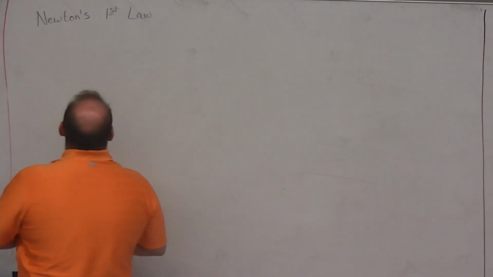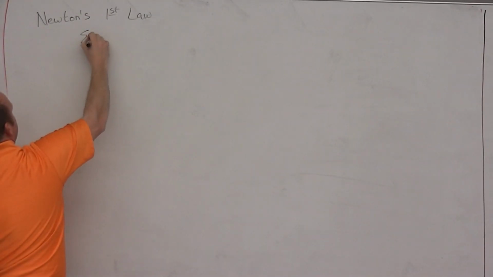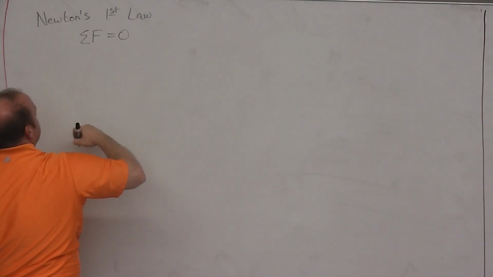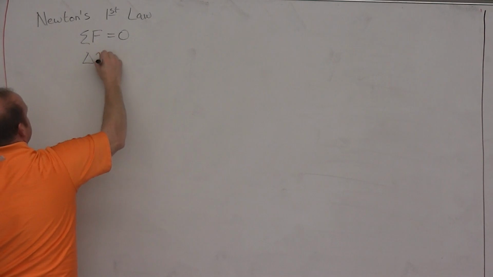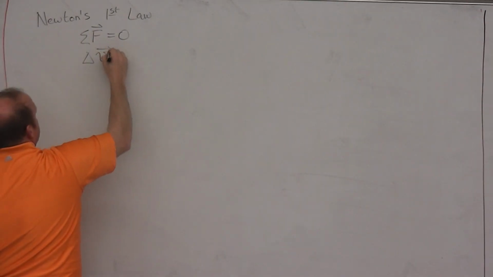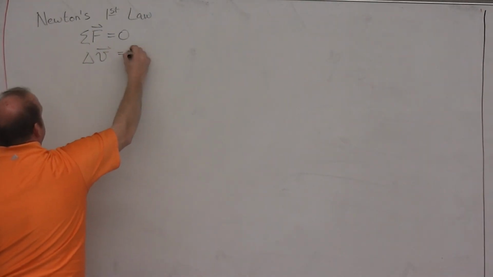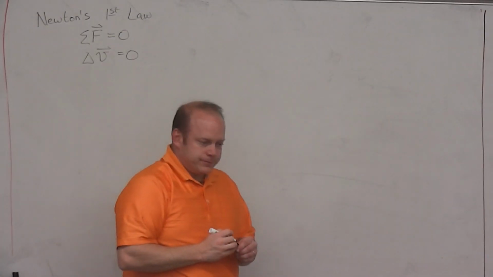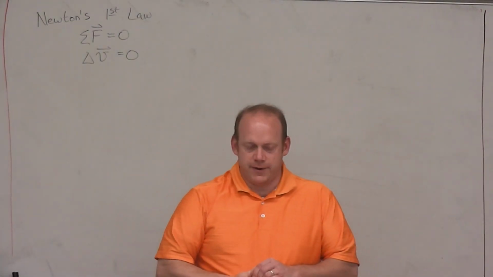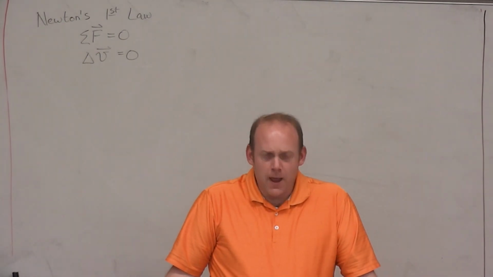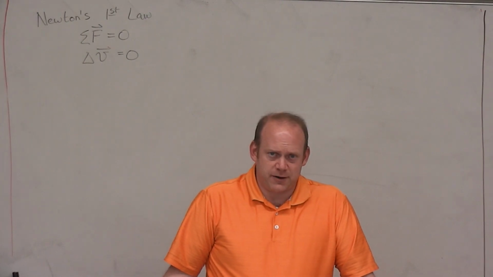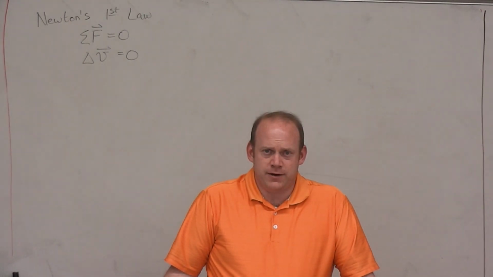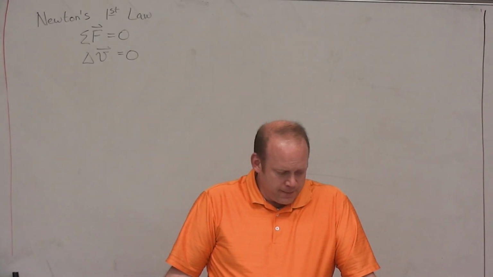So Newton's first law basically says that if the sum of all forces equals 0, then delta V as a vector, and force is a vector, then delta V also equals 0. Different examples that you see of this: specifically in physics class, when we talk about statics, and we did all those statics problems last year, that is an example of Newton's first law.